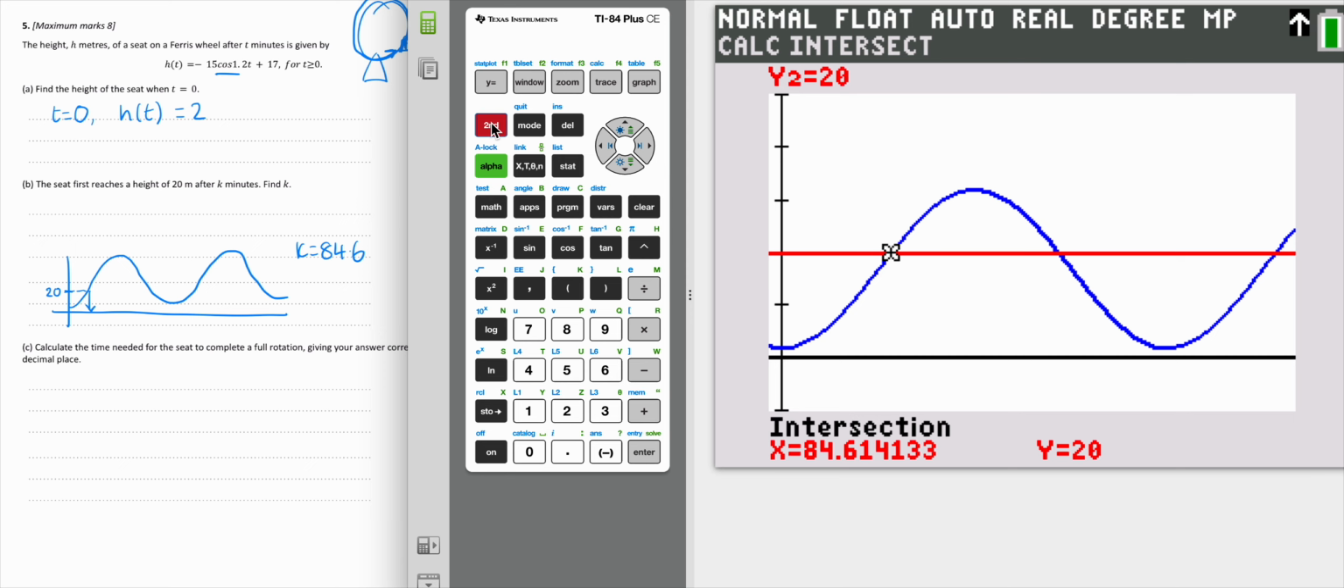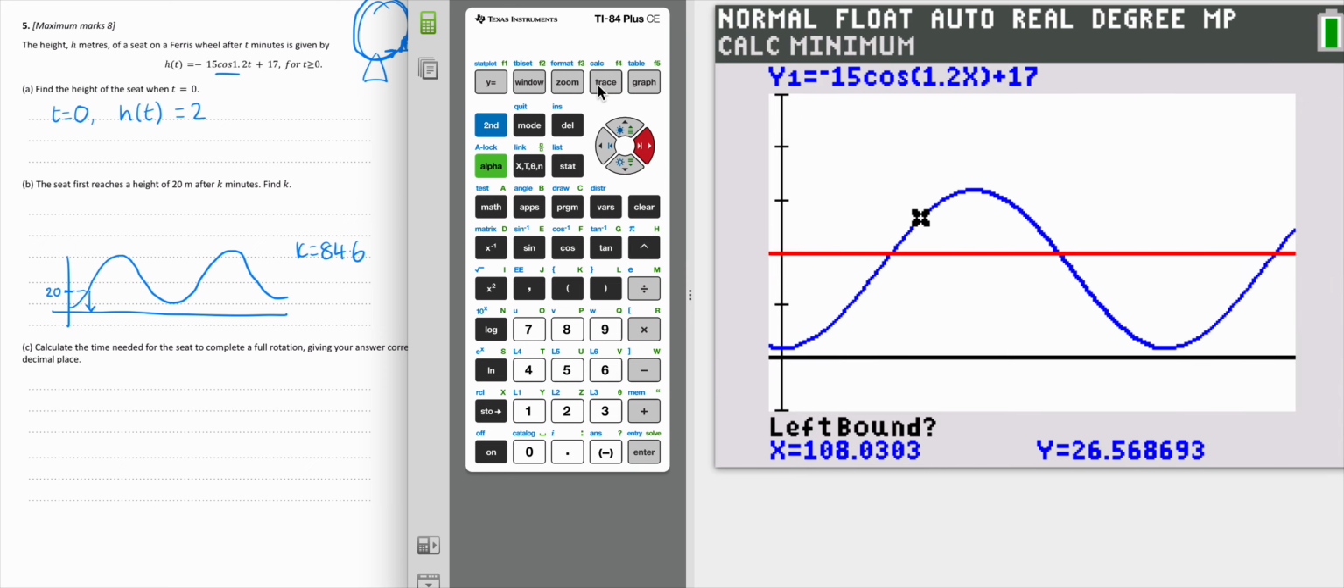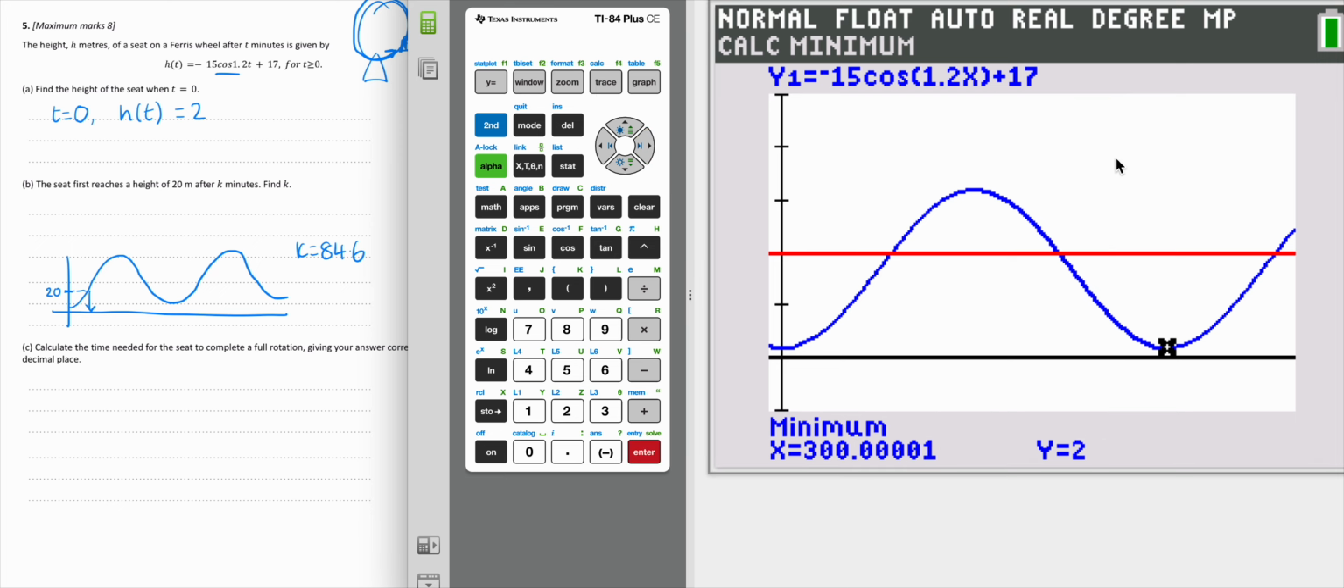So I'm actually just going to find the minimum of my graph. So I'm going to go across to this minimum over here, and let's find the minimum point. And we can see that that happens when x is 300. So it takes 300 minutes in order to make the full rotation. That's how long you're going to be sat on that Ferris wheel for, if you're sat on it for the full circle, which makes sense because you wouldn't get off halfway through.